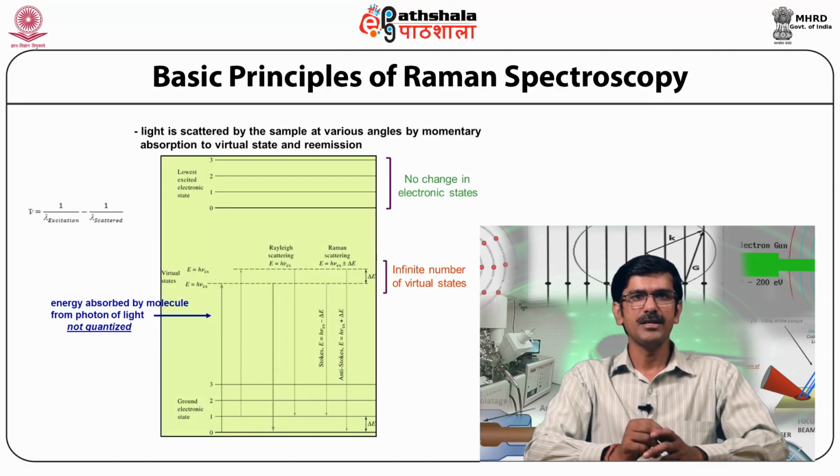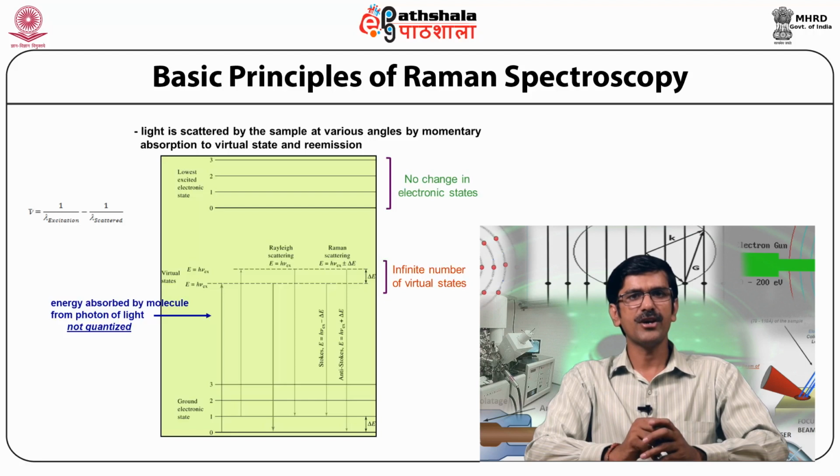Light is scattered by the sample at various angles by momentary absorption into a virtual state and re-emission. The Raman effect arises when a photon interacts with the molecule and consequently interacts with the electric dipole of the molecule. According to quantum mechanics, the scattering is described as an excitation of a virtual state with lower energy than a real electronic transition, with nearly coincident de-excitation and change in vibrational energy.